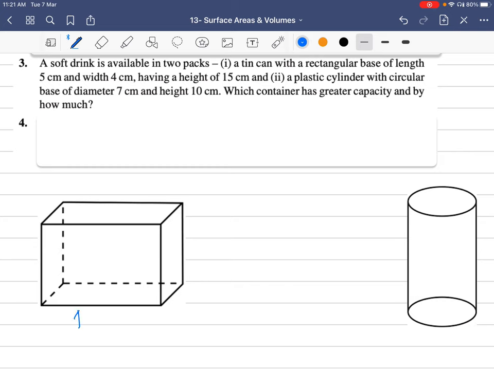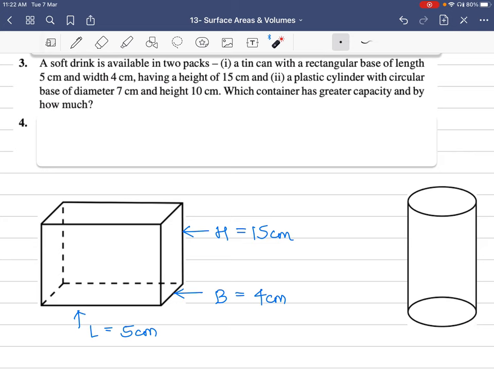So I'm just going to write here L is equal to 5 centimeter. Okay, this is our breadth. So breadth is equal to 4 centimeter and this is our height. So height is equal to 15 centimeter. These are the dimensions of a tin can with a rectangular base. Okay, so you should understand that they are talking about a cuboid, a solid figure.